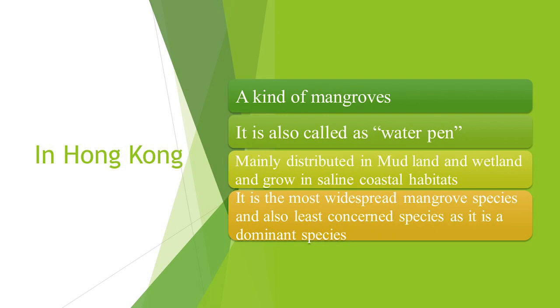This species is a kind of mangrove in Hong Kong. It is also called the water plant, and in Cantonese it is shui bat zai. It is mainly distributed in mudland and wetland near the coastal area, especially in Tai Po and also Tin Kok. It grows in saline coastal habitats. At the same time, it is also the most widespread mangrove species and a least concern species, as it has the largest population in Hong Kong. It is also a dominant species.